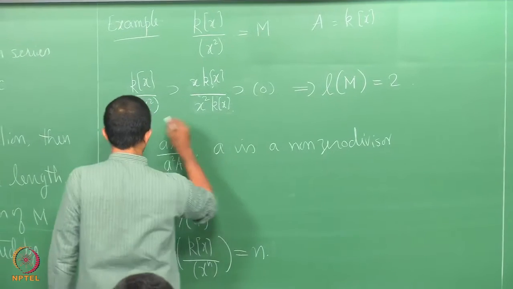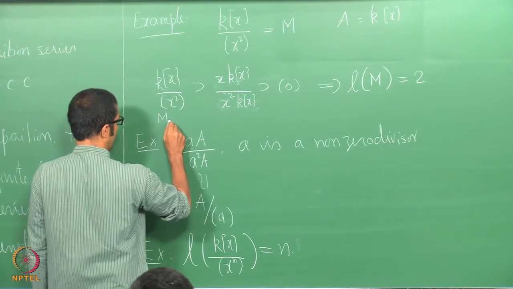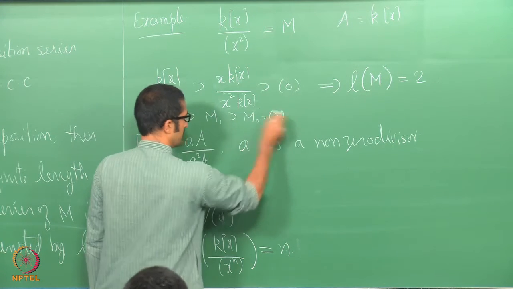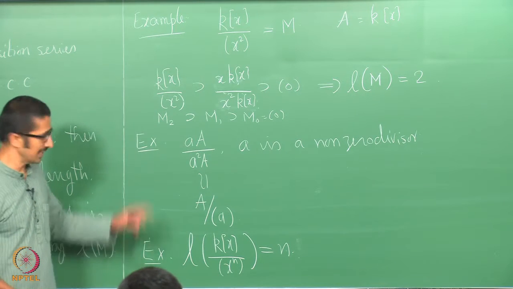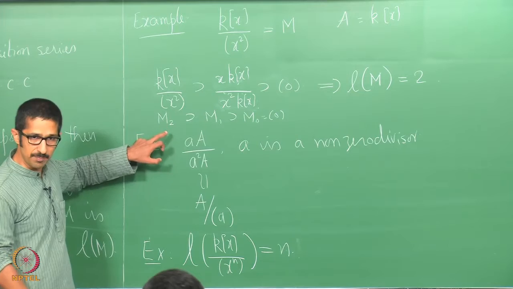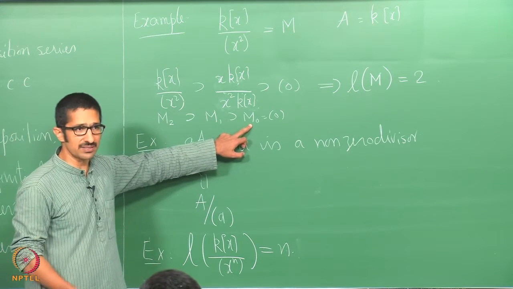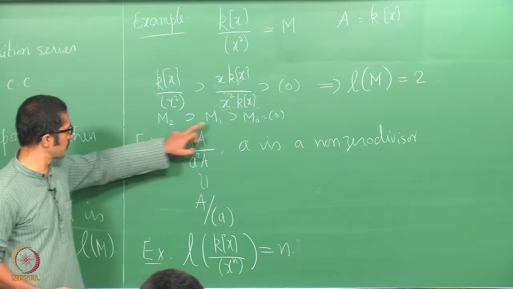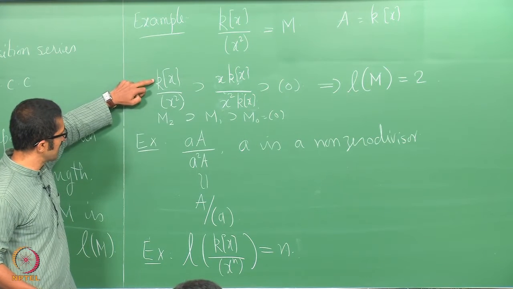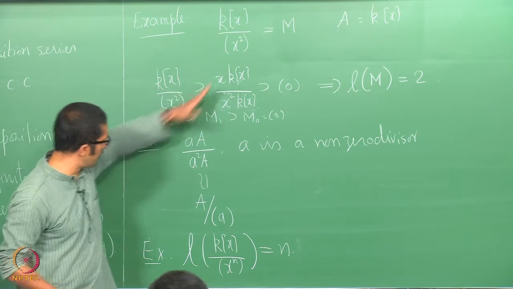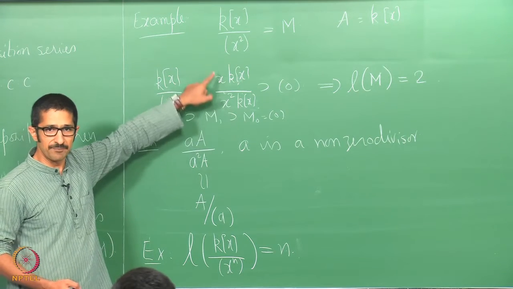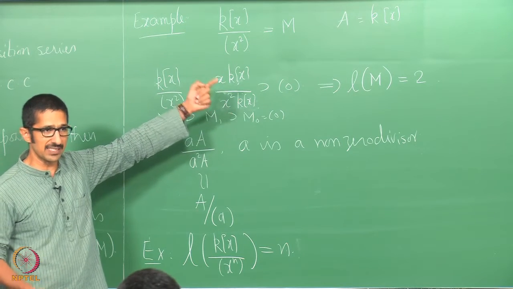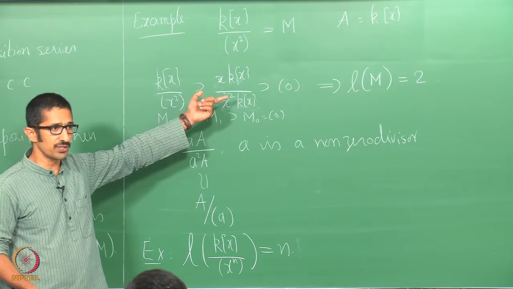How do you say M2 contained in M1 contained in M0 equal to 0 is a composition series? If M2 mod M1 is simple and M1 mod M0, which is M1 itself, is simple. Now, what is M2 mod M1 here? M2 mod M1 is kx mod x square mod x kx mod x square, which is kx mod x, which is k. It is a simple module. Any vector space of dimension 1 is a simple module.